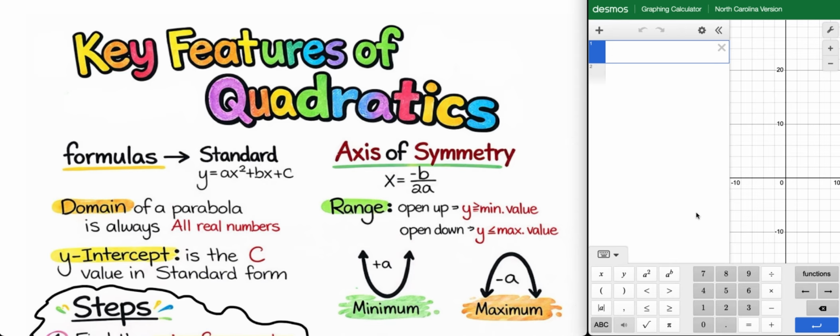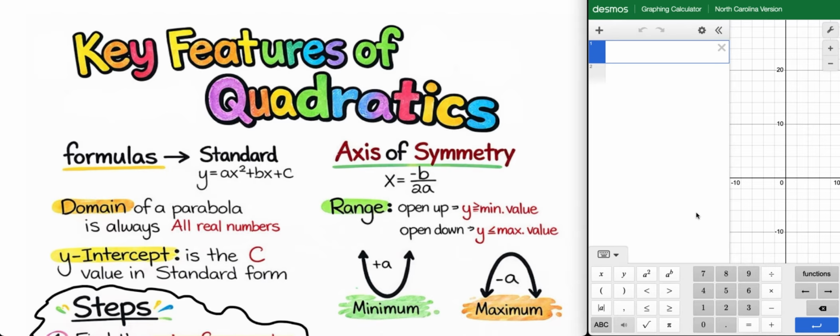The other formula that we need to remember is the axis of symmetry. Axis of symmetry is where we have x equals negative b over 2a. Okay? Now, with that, we have some definitions. The first definition is domain. The domain for a parabola is always going to be all real numbers. So anytime they ask us to state or list the domain, we're always going to write all real numbers.